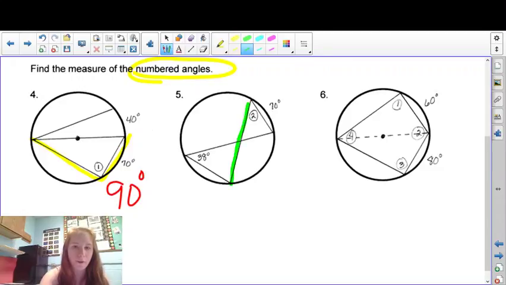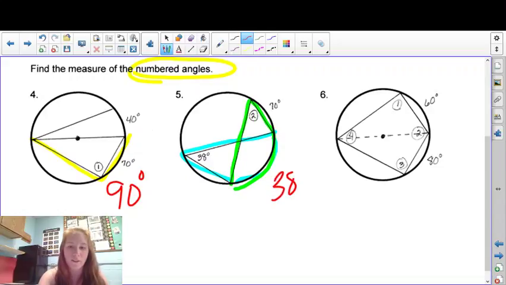Angle 2, well, it's created from this arc. And I see that it's also got this inscribed angle here. And notice how they both hit this arc here. So since the arc is congruent, the angles must be congruent. So that's also 38 degrees.